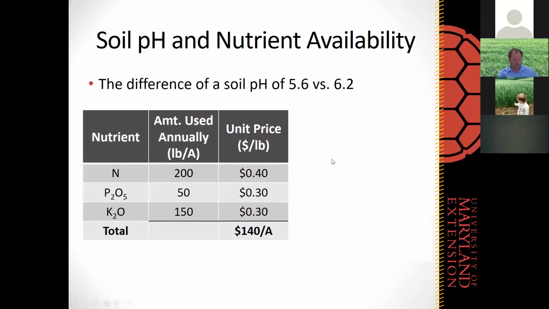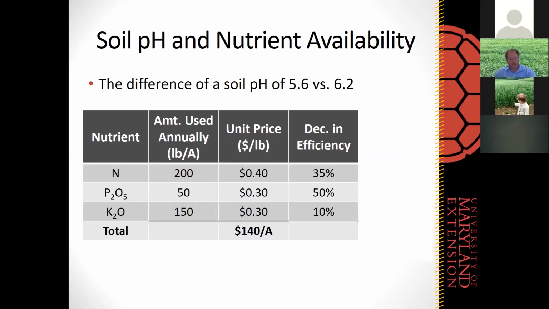I also, Amanda put this chart together that I think really emphasizes the point behind using lime to get that pH up. When we compare the economic difference between a pH of 5.6 and 6.2, you can see the amount used annually of nitrogen, phosphorus, and potash. Let's say we're using about 200 pounds of nitrogen, 50 pounds of phosphate, and 150 pounds of potash, and we multiply that out, it comes up to about $140 an acre that you're spending to fertilize that crop annually.